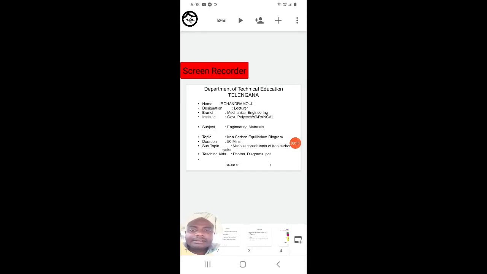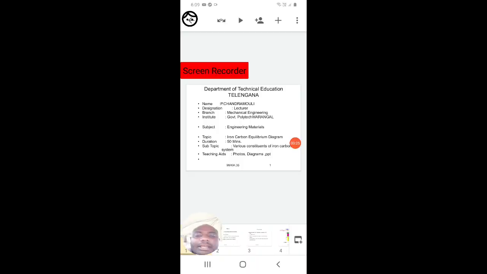So, lecturer in mechanical engineering, working at Government Polytechnic, Warangal. My subject is engineering materials. In that, the major topic is the iron carbon equilibrium diagram. In today's topic, we will cover the various constituents of the iron carbon equilibrium diagram.